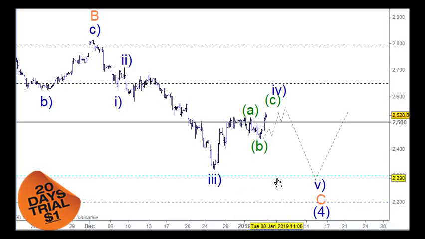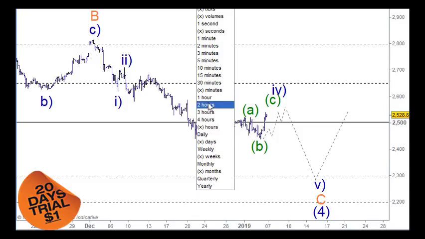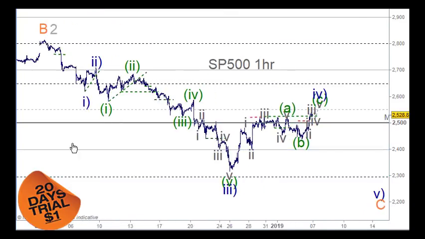But let's go into the hourly chart here and just have a quick look at this scenario through here.